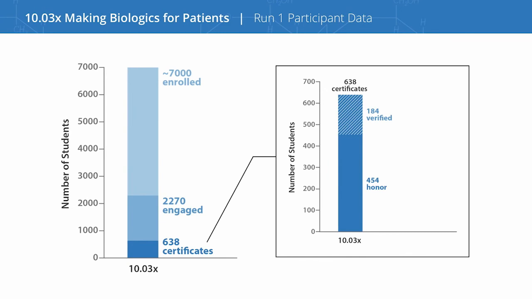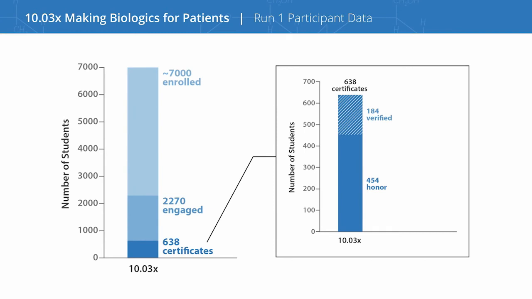But 184 of them were verified, meaning that they did pay for their certificate and that they also had to verify their identity. And verified certificates carry a little bit more weight, so they're often used when people are applying for scholarships, for schools, and for jobs. And in fact, now the honor certificates are no longer being offered through edX. So now it's just going to be the verified certificates.